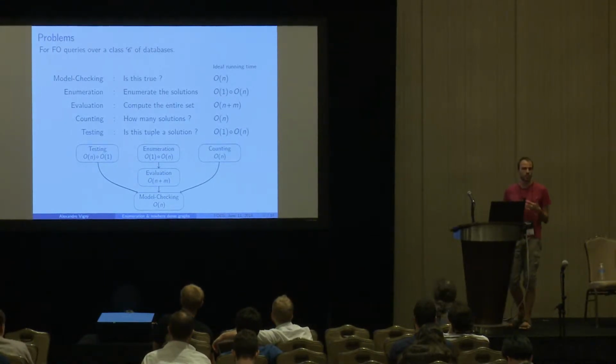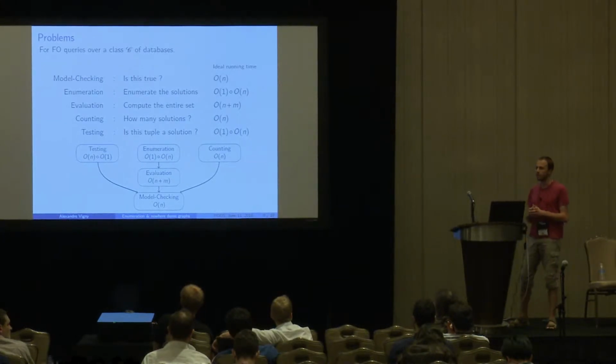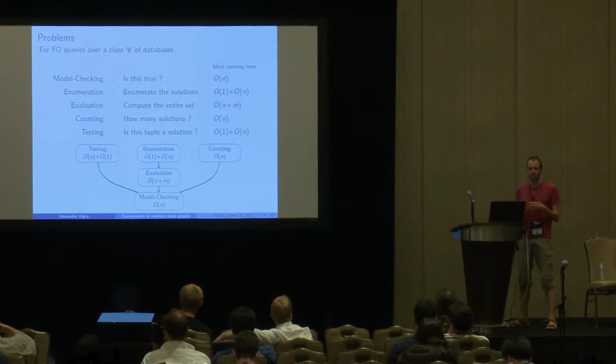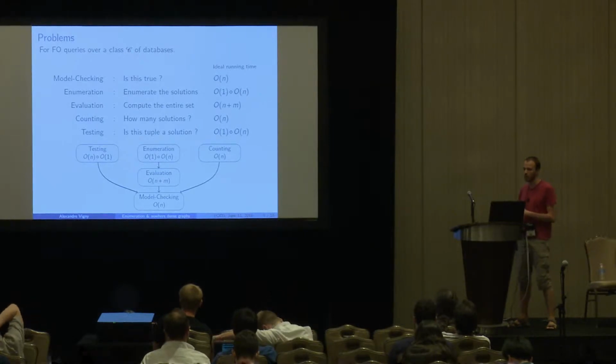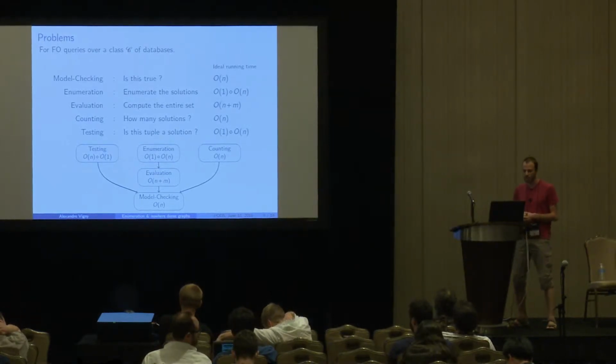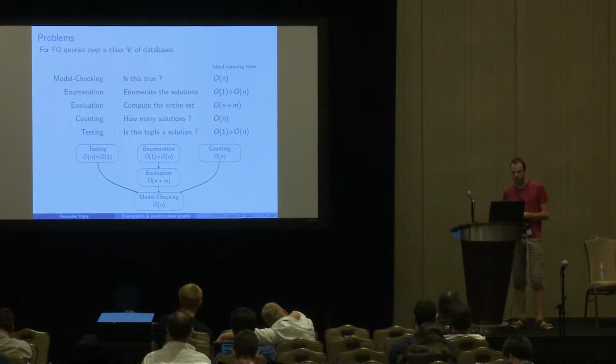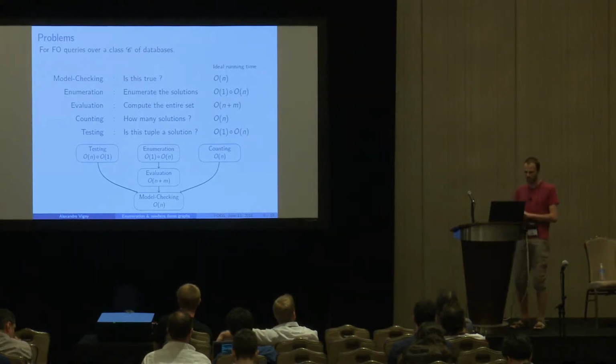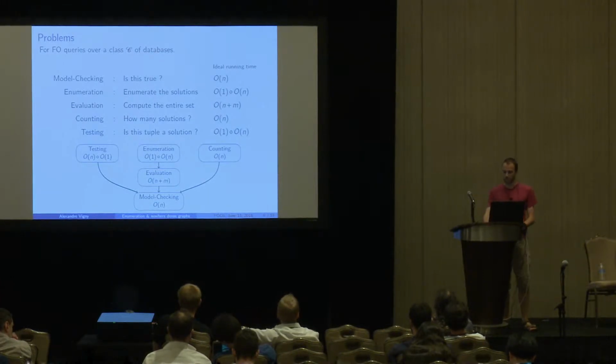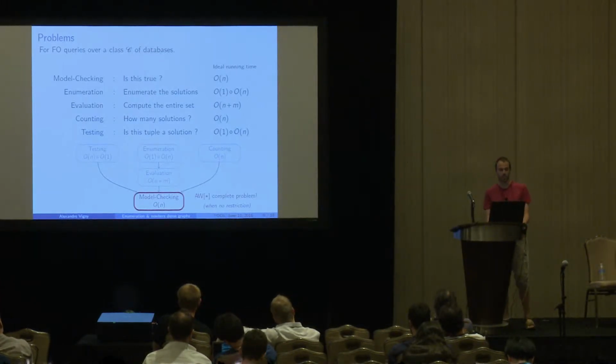The model checking problem is the problem, given a Boolean query and a database, of deciding whether it is true or not. Ideally, we want to solve that in linear time. Then we have the enumeration problem. For the evaluation problem, the goal is to compute the entire set of solutions. For the counting problem, the goal is to count how many solutions there are. And the testing problem is the following. You first do some preprocessing, ideally in linear time. Then someone gives you a tuple, and you want to decide whether it is a solution or not, ideally in constant time. And when we look at those problems, we see that the model checking problem is the easiest one.